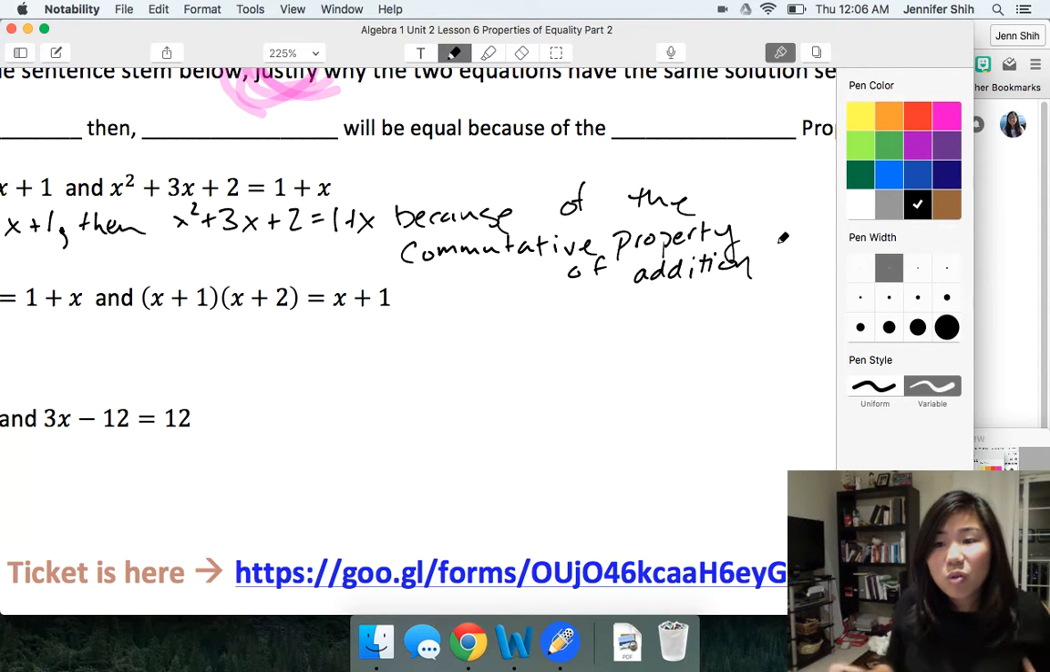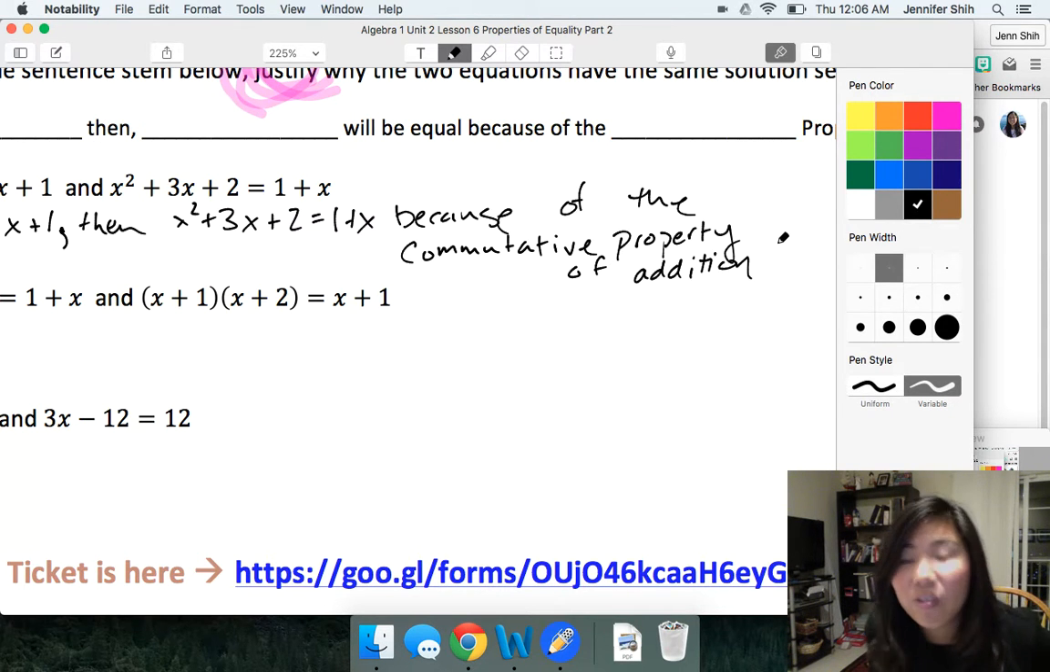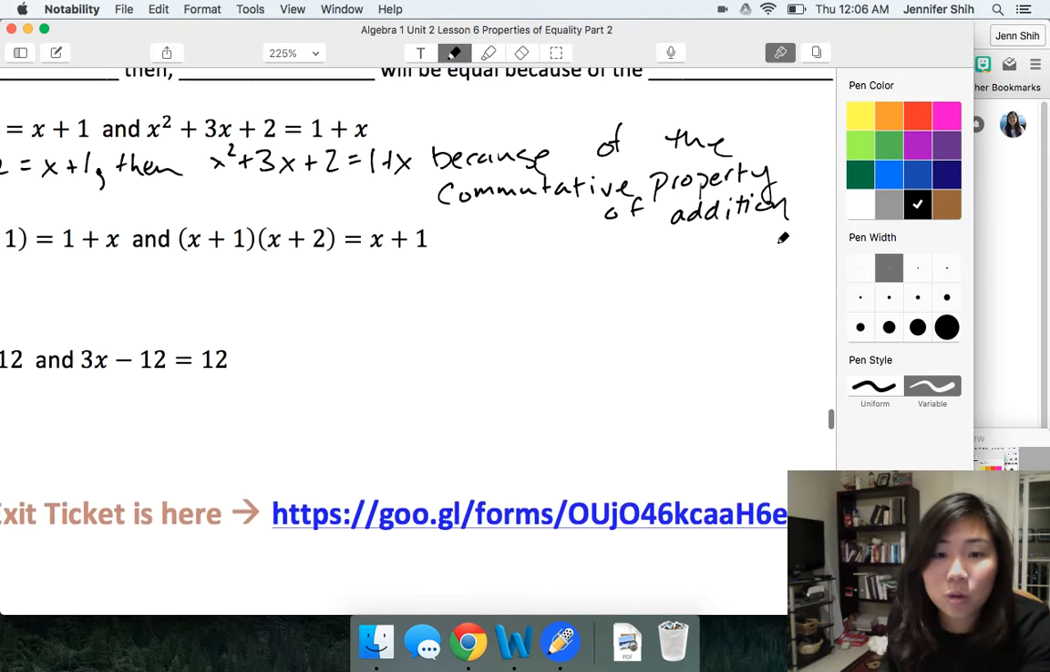So now you don't actually have to know the value of x in order to say that these two equations are true. All you have to say is, I just switched two terms. It doesn't change the solution set. That's good. That's an important part of algebra.